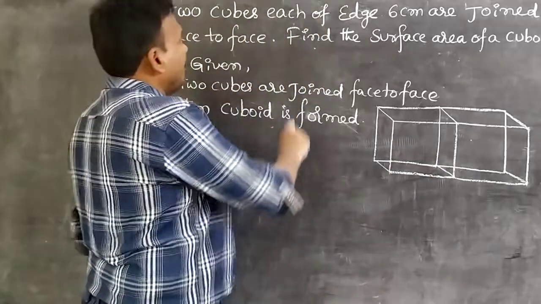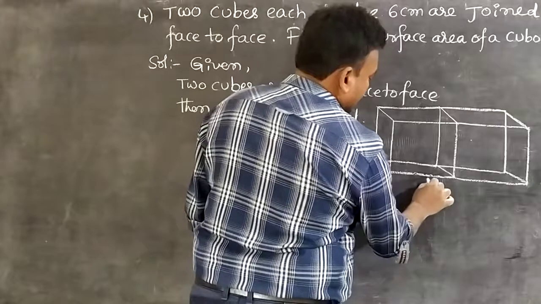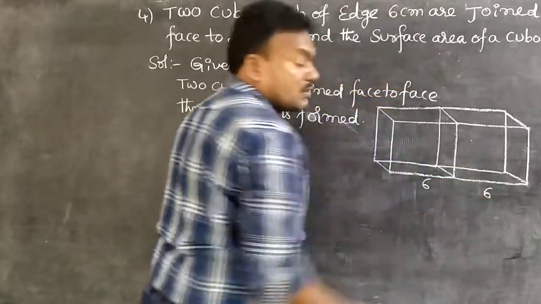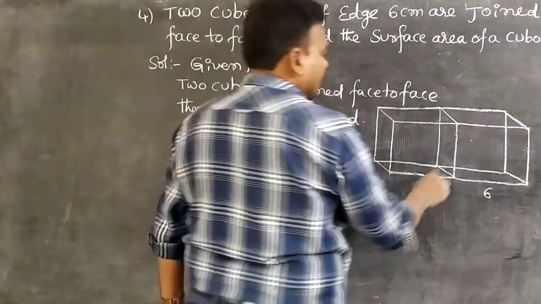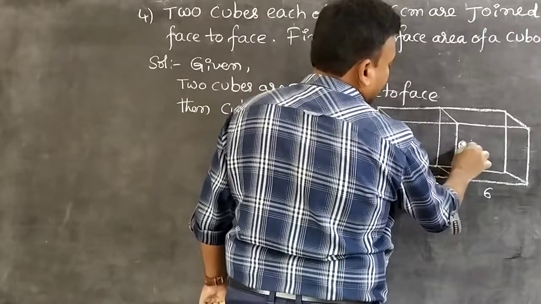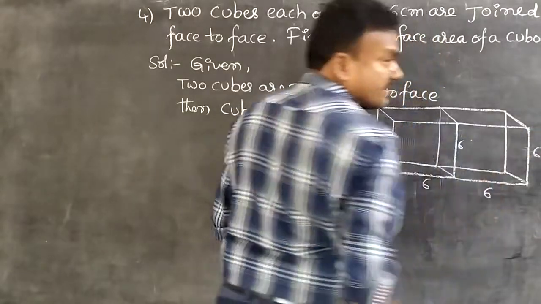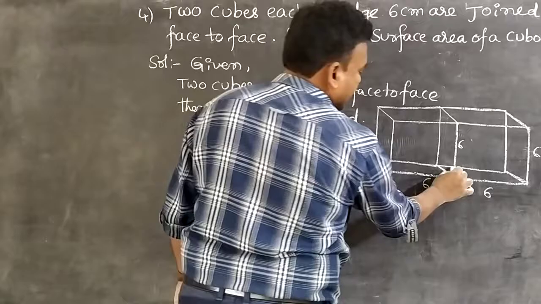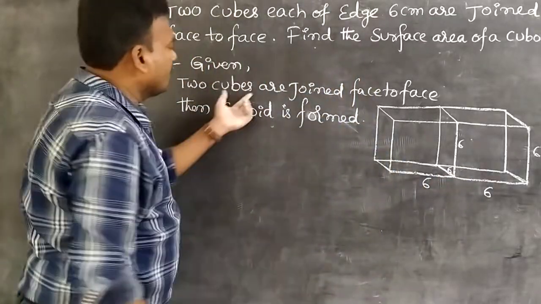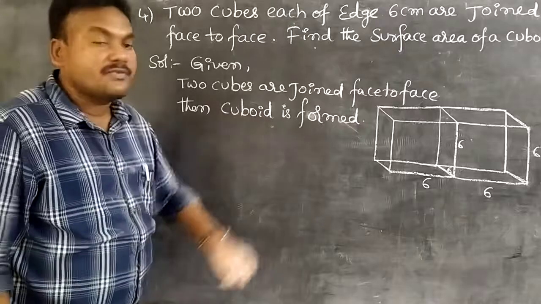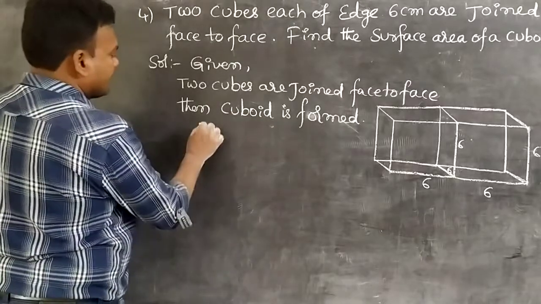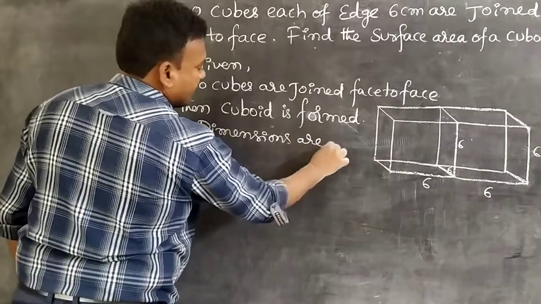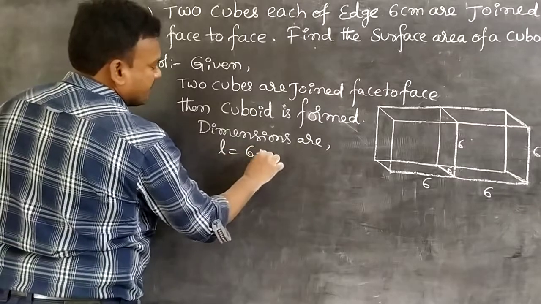So how much is each edge value? 6 centimeters. So here 6 and this also 6. What is the total length of the cuboid? 6 plus 6, 12 centimeters. And the height, observe, this height value is 6. Here also height 6, the same, there is no change. And the breadth, this breadth and this breadth all are equal, so 6. Here observe, students, two cubes are joined face to face, then a cuboid is formed. Then the next measurements, dimensions, are L equal to 6 plus 6.